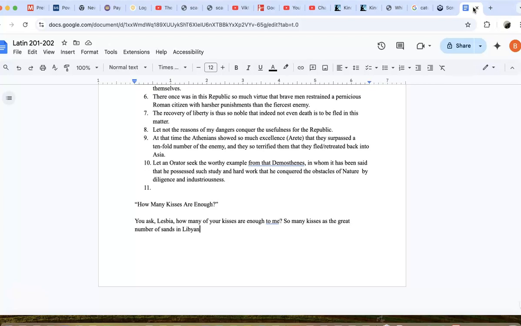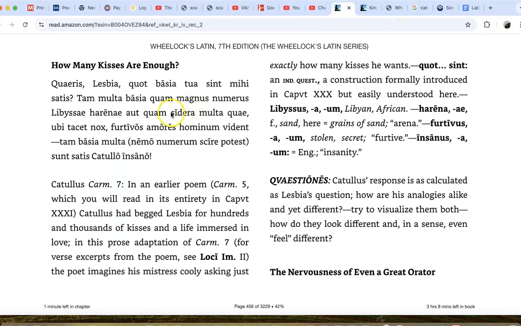So many kisses as the great number of sands in Libya, or as many as there are stars. And then literally when the night is silent. So here's the comparison. Ubi can mean where, but it can also mean when. So here nox, like nocturnal. So when the night is silent.